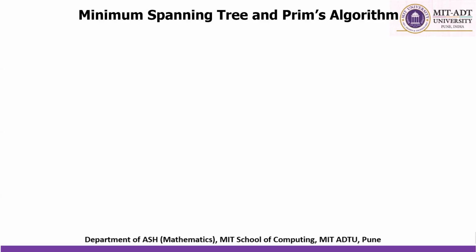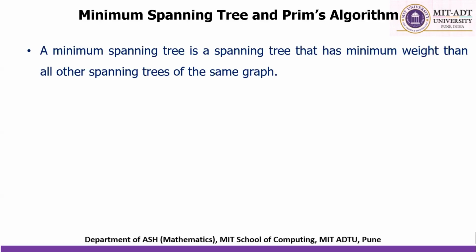Minimum spanning tree and Prim's algorithm. A minimum spanning tree is a spanning tree that has minimum weight compared to all other spanning trees of the same graph. Let me take one example.